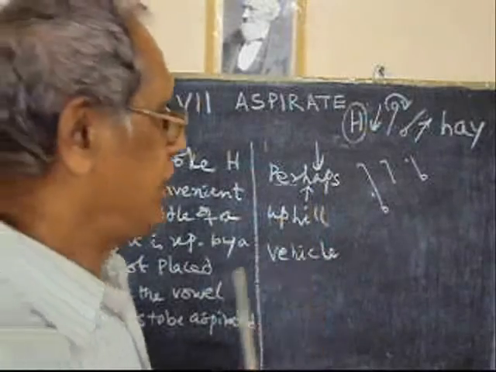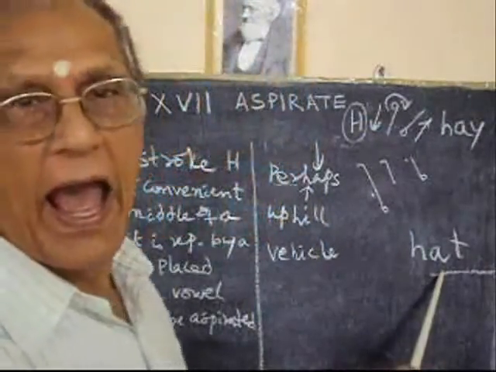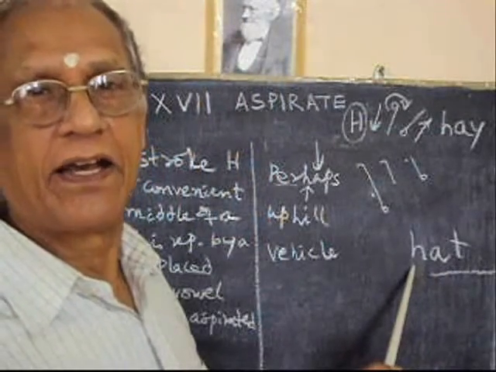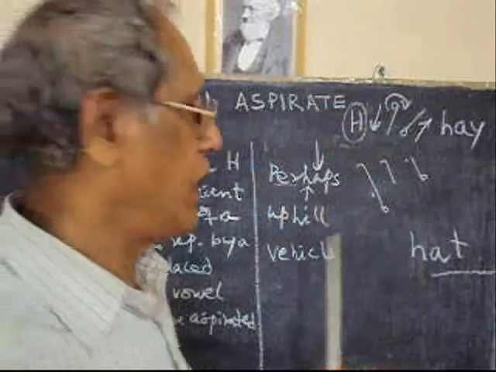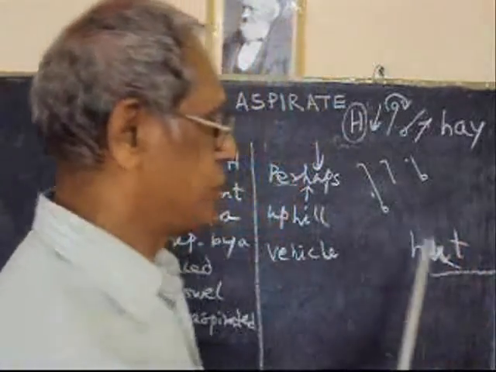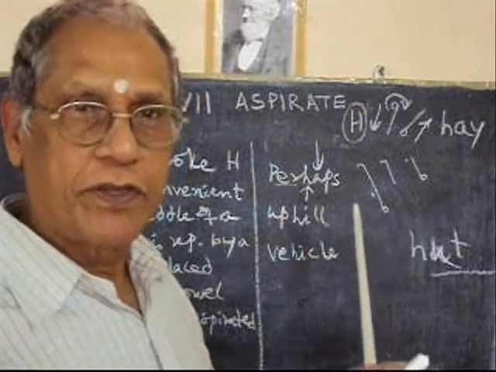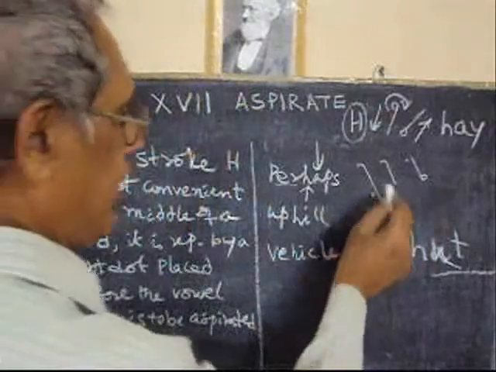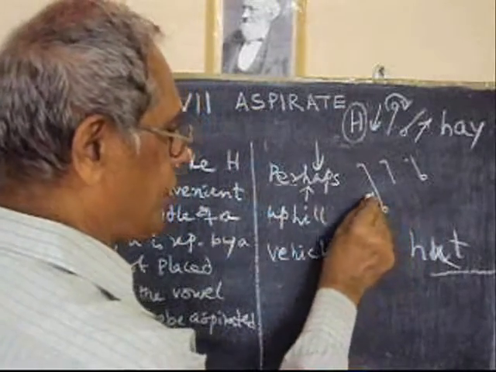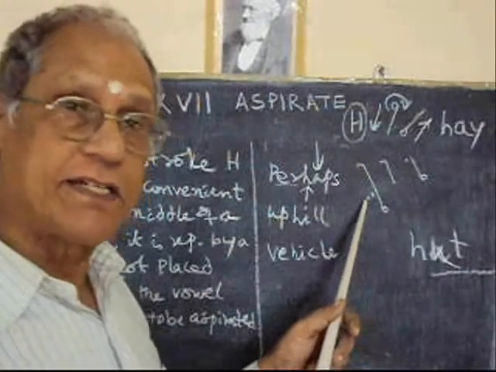Ha. Just like hat. Hat. So this is aspirated. Suppose this is the vowel that is aspirated. That means the breathing is mixed with that vowel. Now this is the vowel. So before that you put a dot. This dot represents hay.